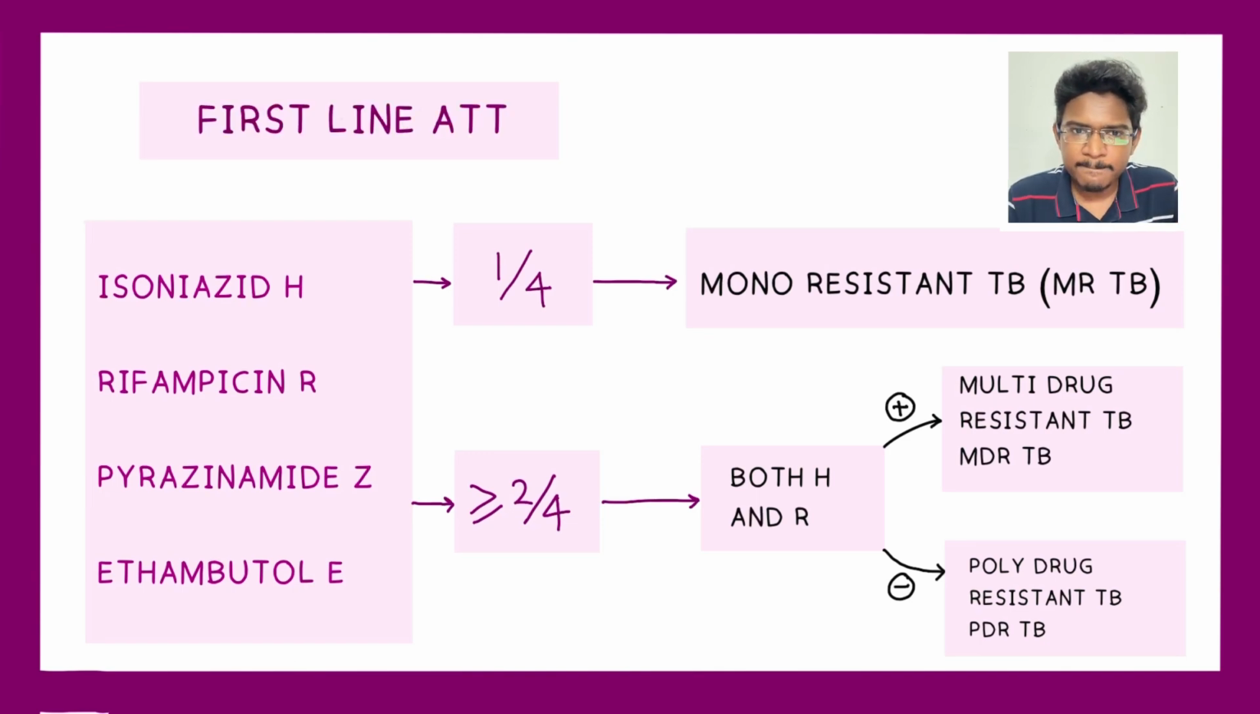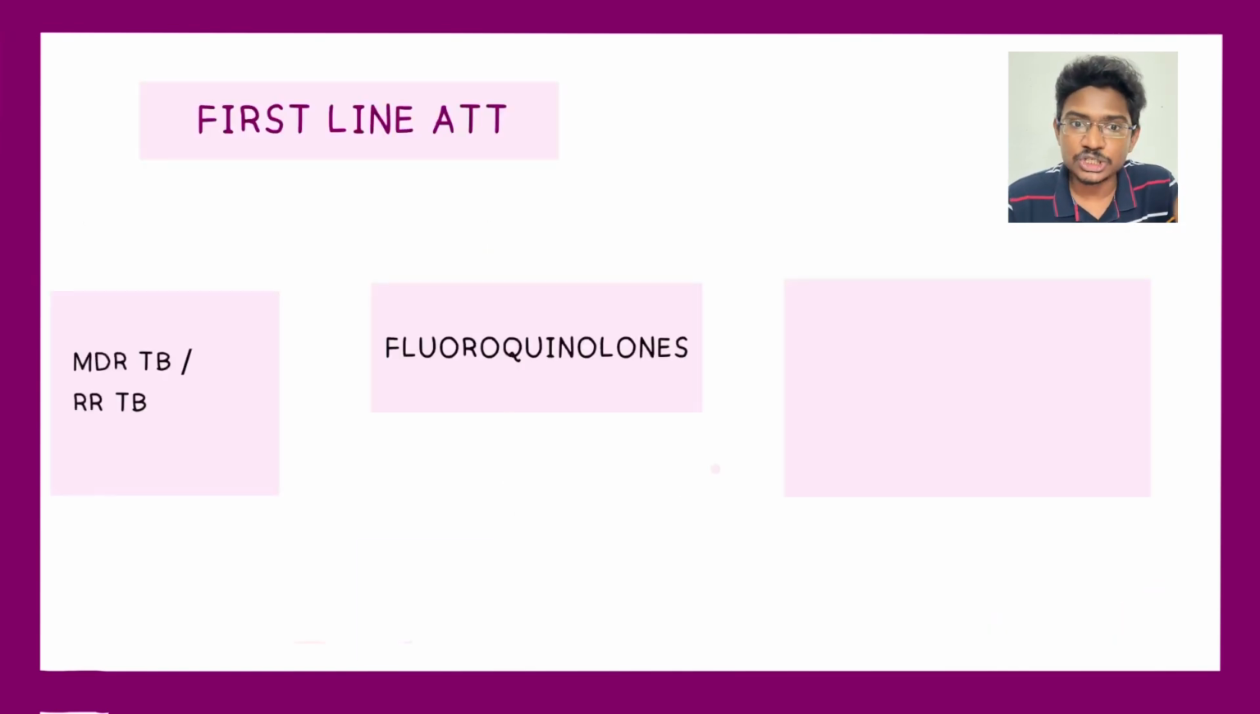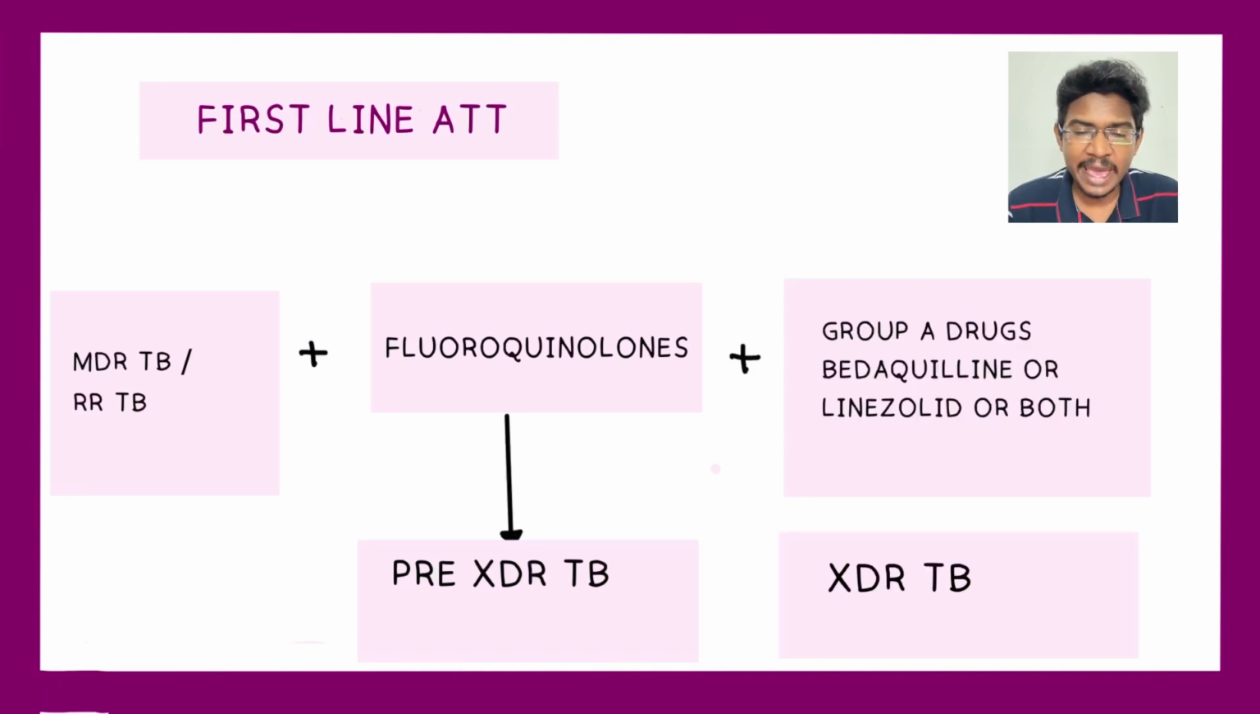So the same MDR tuberculosis or rifampicin resistant tuberculosis, if it is associated with resistance to fluoroquinolones also, then we call it pre-XDR, pre-extreme drug resistant tuberculosis. Next, if it is also associated with resistance to group A drugs used in MDR-TB, which we will be seeing soon, bedaquiline or linezolid, or both of these drugs, then we call it extreme drug resistant tuberculosis, XDR-TB. So these basic definitions you should be knowing.